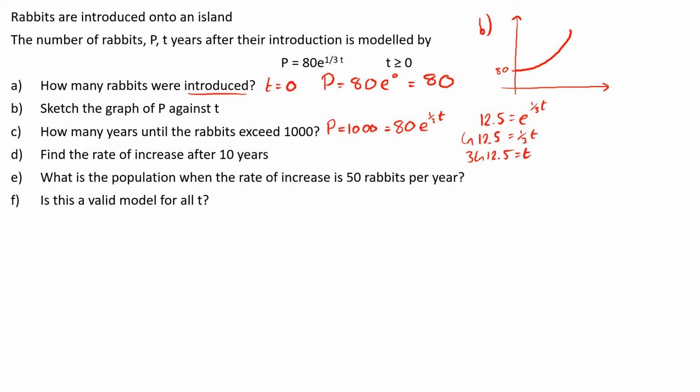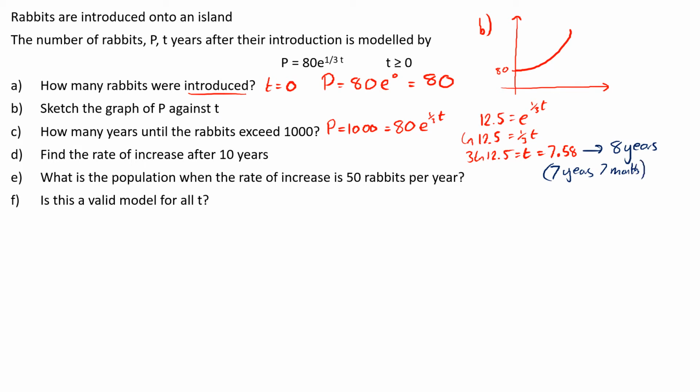So that gives us 7.58. So how many years until the rabbits exceed 1,000? Well, we could say 7.58, but we tend to want to say this in whole amounts. So we could say 8 years. Another option would be you could change that to years and months. So that is roughly 7 years, 7 months. It's slightly more than half, isn't it?